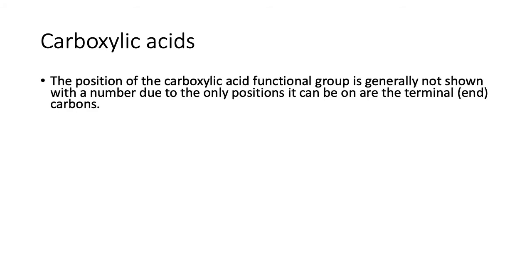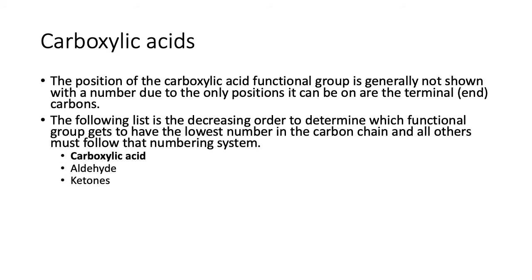The position of the carboxylic acid is not shown. Why? Because it's on the end, so it's usually going to have the number 1. Here's the list of things that you have to help you name it in order. You see carboxylic acids get the number 1 priority in naming. So you have the carboxylic acids, then aldehydes and ketones, alcohols, amines, triple bonds, and double bonds. Let's try and name a couple of things.